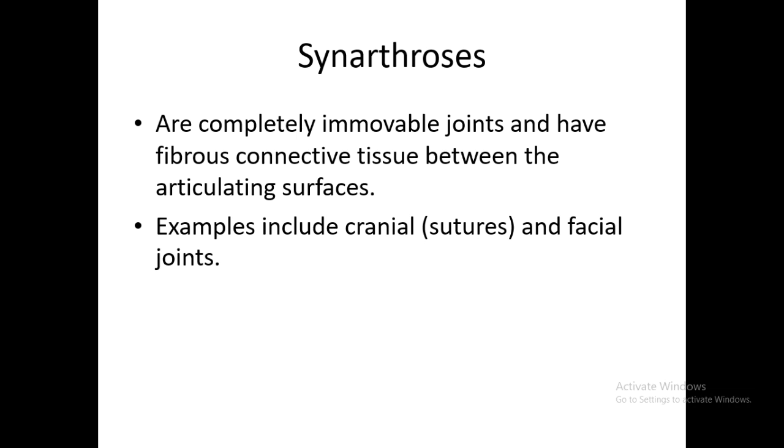Now I'm going to look at the synarthrosis, which are immovable joints. These are completely immovable joints and have fibrous connective tissues between the articulating surfaces. So the examples of synarthrosis, we have got the cranial, implying dealing with the skull. Those are the sutures and fissure joints.